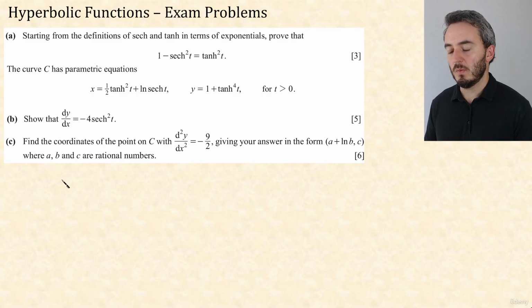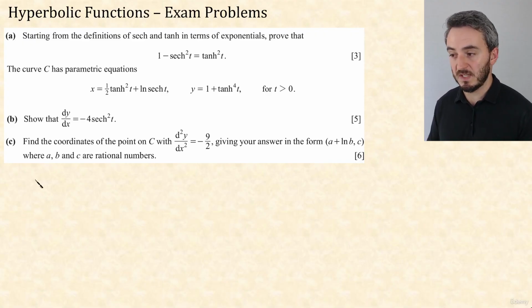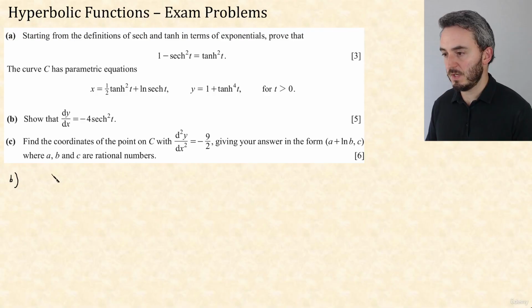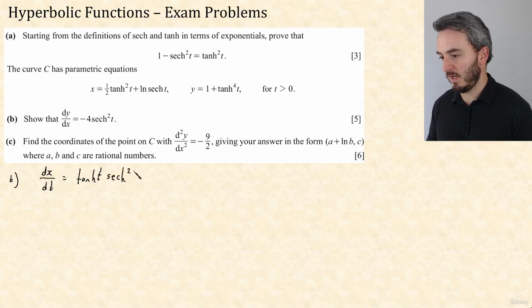Let's see. Well, we know that dy by dx is dy by dt divided by dx by dt. So let's just try to find each of those. I'll start with dx by dt, and we'll just see where this goes. So differentiating tanh squared, its power comes down and drops by 1. So that gives me tanh t multiplied by the derivative of tanh, which is sech squared. So that's sech squared t.